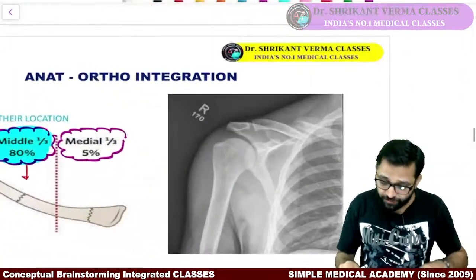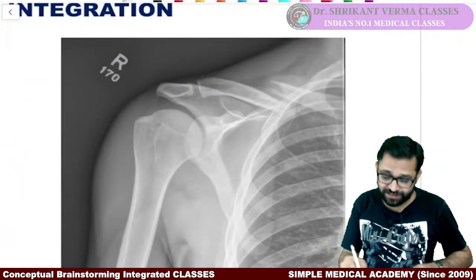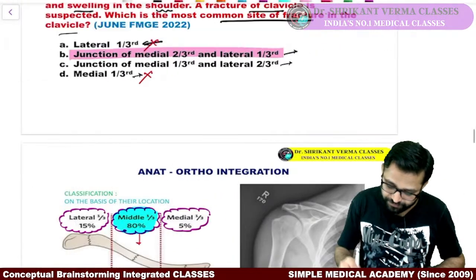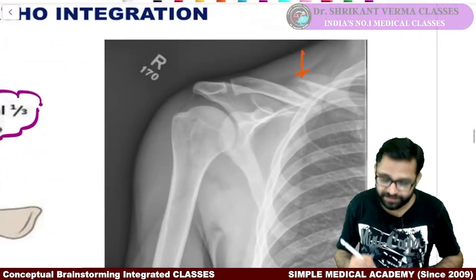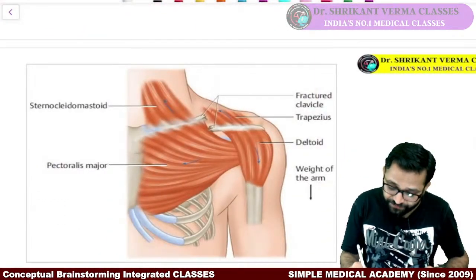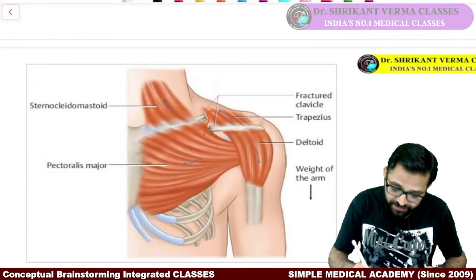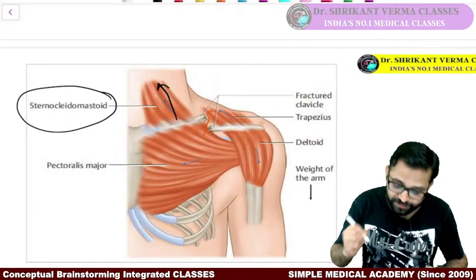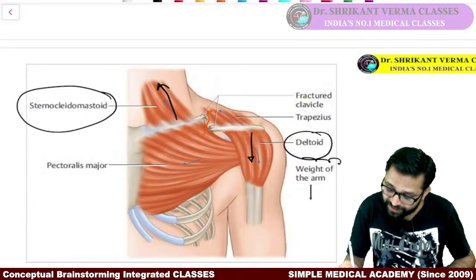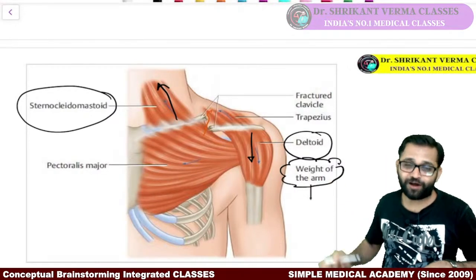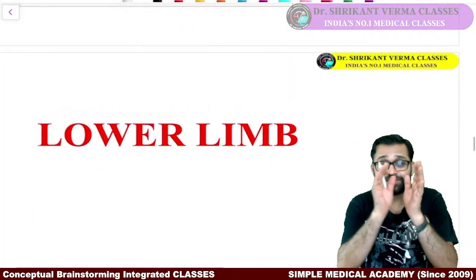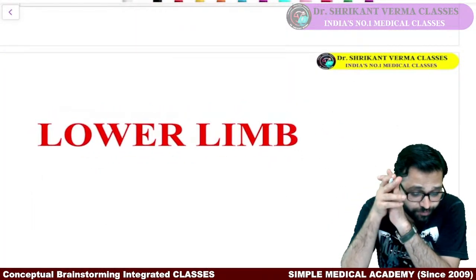Okay, so getting the point, this is your clavicular fracture case. You can observe here. Yes, here this one. Fine. You can see when there is a fracture, at that time the sternocleidomastoid will pull the medial side upward, while the lateral part is pulled downward due to gravity and the deltoid. Okay, now that was the discussion about the upper limb. Getting the point, beta? Fine.